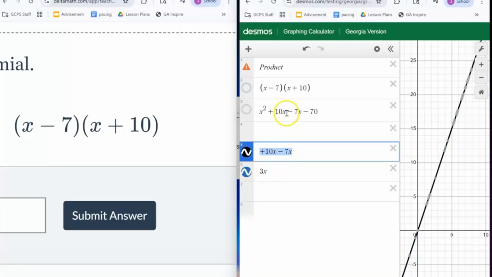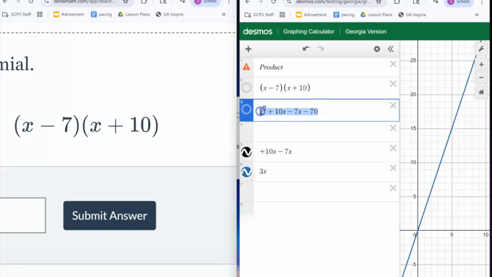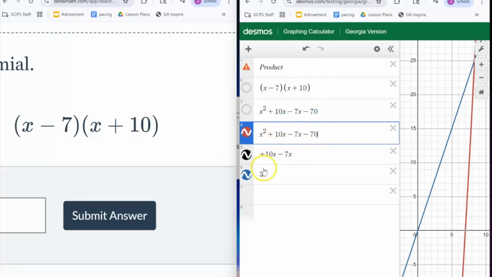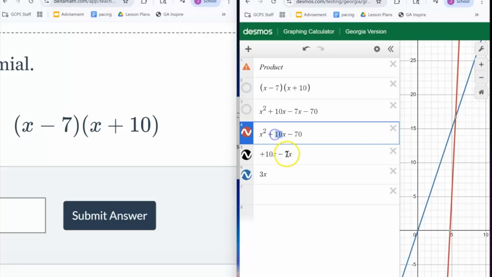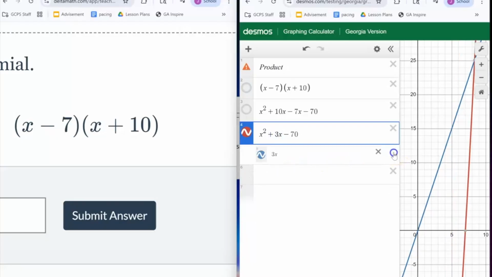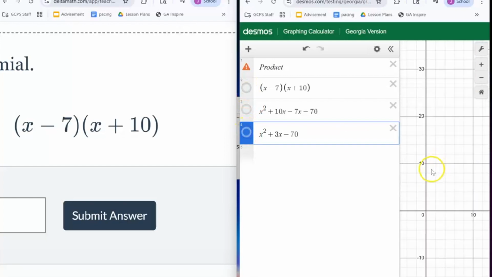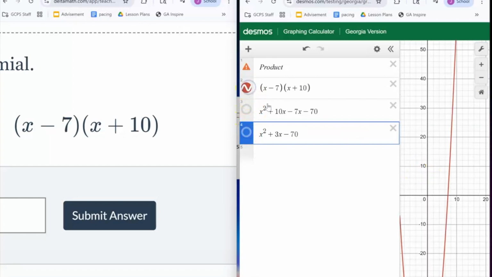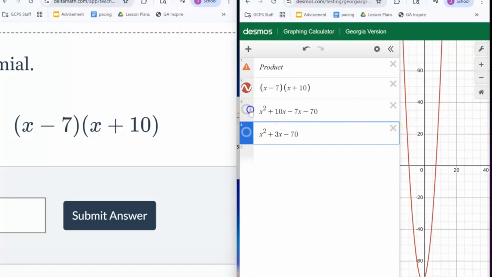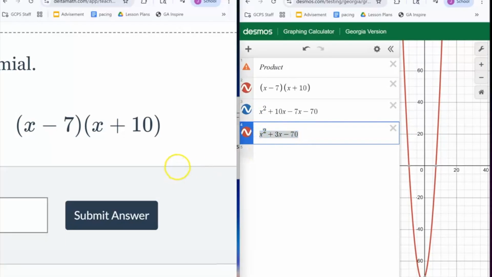So I'm going to replace the middle piece. I'm going to take all of this and replace the middle with positive 3x. And if I do that correctly, it is going to now match. So I can delete my work here. And now I need to check all of it. So does this match this, which matches my final answer? Yes, it does. So this is now my final answer.